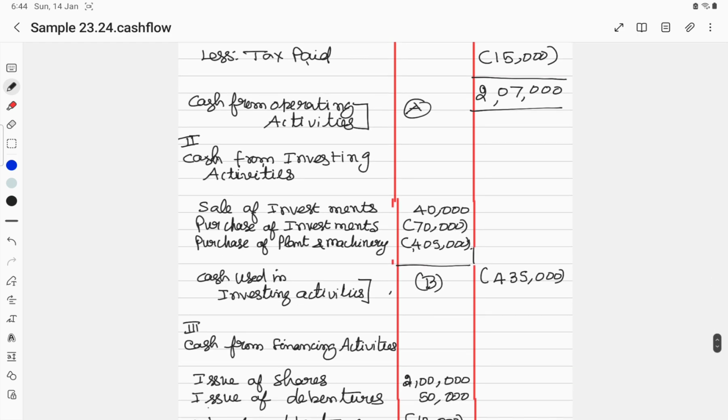Second part, cash from investing activities. Sale of investments 40,000. Purchase of investment 70,000 outflow. Purchase of plant and machinery 4,05,000. So see the working note here.